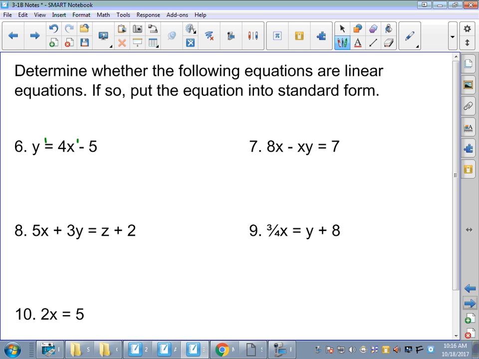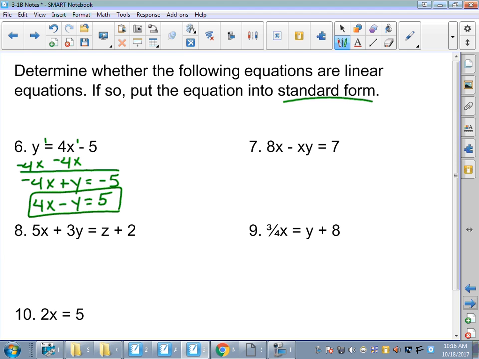So this is a line, and so it says, if it is, put it in standard form. So I'm just going to rearrange this. I'm going to subtract 4x from both sides. Negative 4x plus y is equal to negative 5. And the only other thing I have to do is make that positive, make my y negative, and make my 5 positive. You might want to have your notes out because there's a couple different lists. There's a checklist for linear. Is it linear, yes or no? And there's a different checklist for standard.